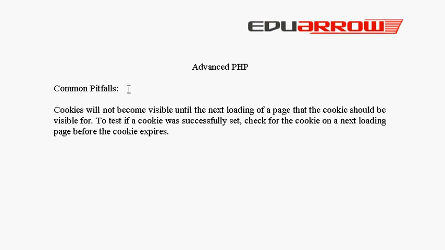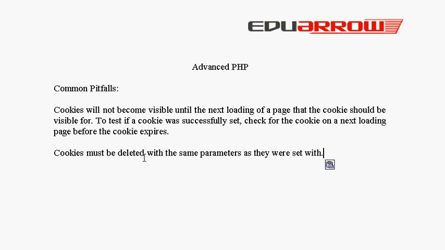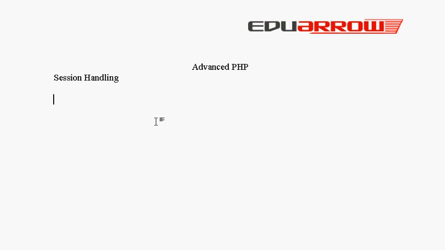Some common pitfalls in cookies. First, a cookie will not become visible until the next loading of a page that the cookie should be visible for. To test if a cookie was successfully set, check for the cookie on the next page load before the cookie expires. So to use a cookie, you need to load the cookie in the next page. It will not be available on the same page where you have set the cookie variables. Cookies must be deleted with the same parameters as they were set with.